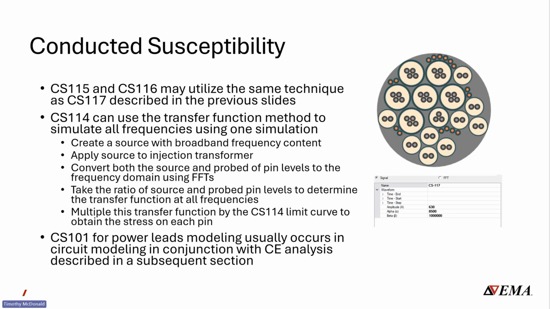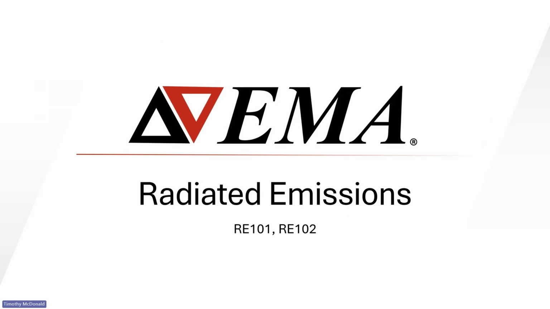Separately, for the higher frequency results, by using transfer function method, you can run a single simulation in the time domain, and you can get broadband results. So you can get the pin transient like you would for a CW test that's going to systematically step through each frequency. We can do that all at once. So it's a big time-saving process to do CS114 with a tool like EMC Plus.